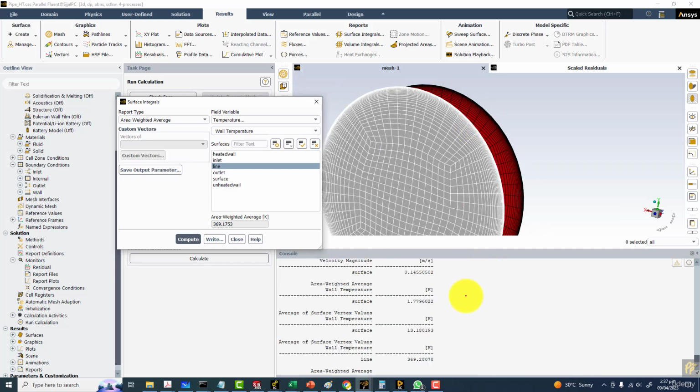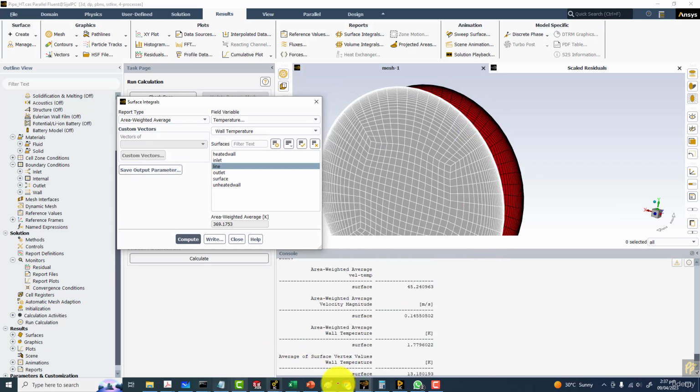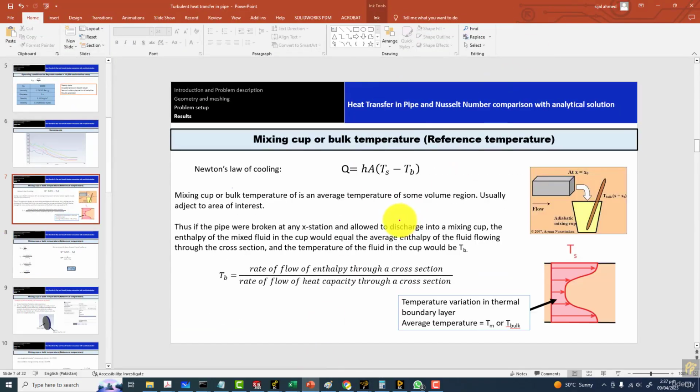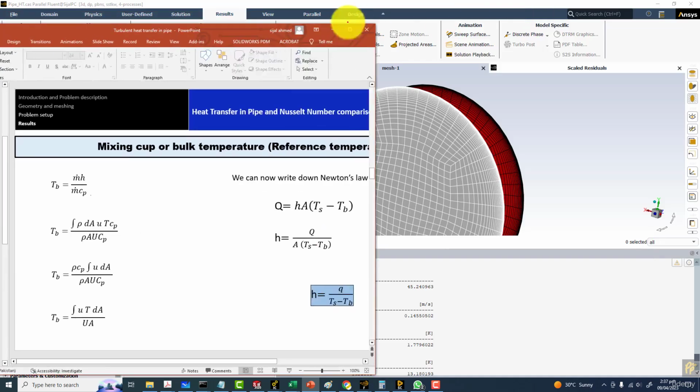Okay. So now if you take a look at the formula, you can see that we have to use this formula.